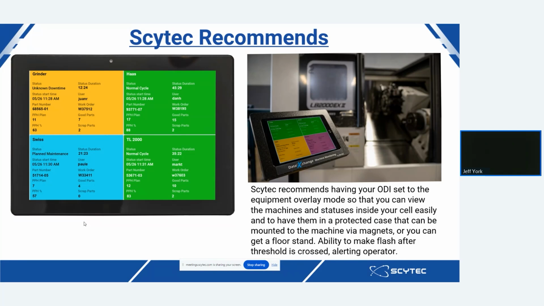There also is an ability to have the ODI set to flash once a machine's status has crossed a certain threshold. For example, you could have a machine that has been in an unknown downtime for longer than a half hour. Once it crosses that 29th minute and 59th second, that machine square that you will see, like a grinder or that Haas in that image, will start to flash, alerting the operator to let them know that something needs to be attended to on the machine.